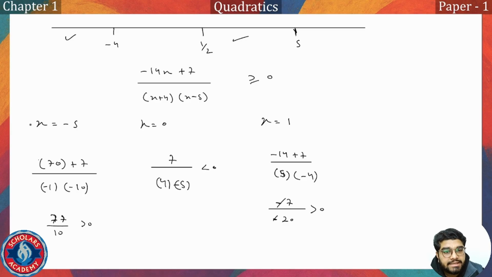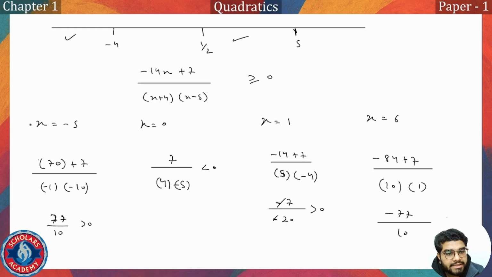Last, when x is greater than 5, x is equal to 6. So 14 times 6 is 84. Negative 84 plus 7, divided by 10 times 1. So over here, what we are getting is negative 77 divided by 10. It is a negative value. It is less than 0. We will not take this interval.